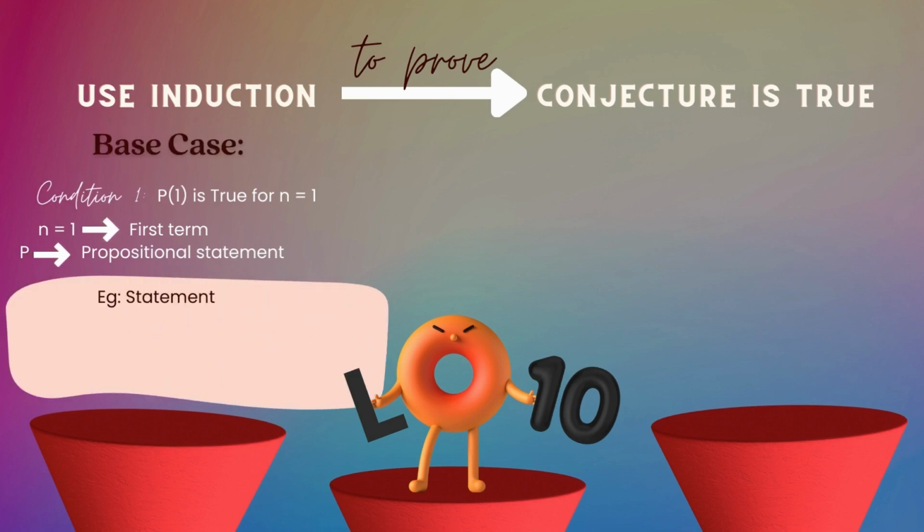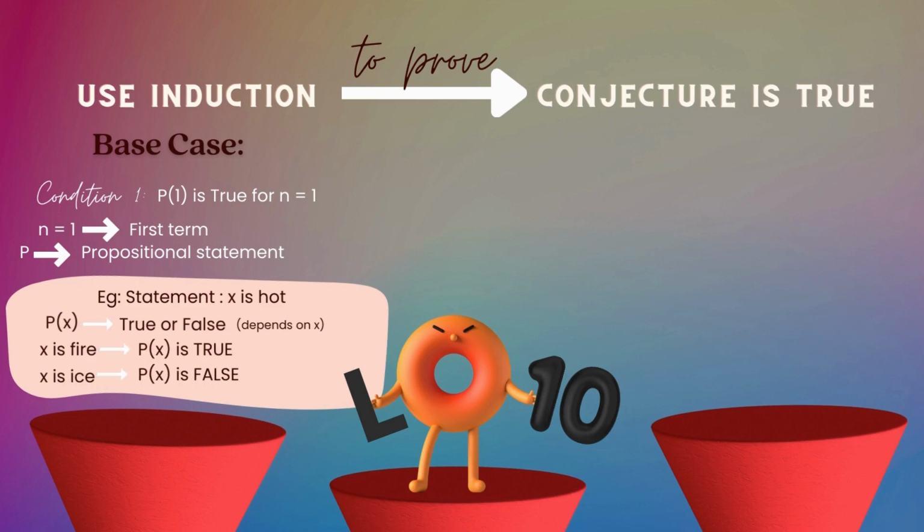Suppose we have the statement x is hot. Then P of x can be true or false, depending on what x is. When x is fire, P of x is true. And when x is ice, P of x is false. Now we know the first condition to prove a statement true.